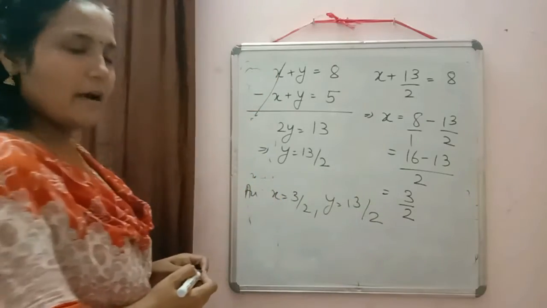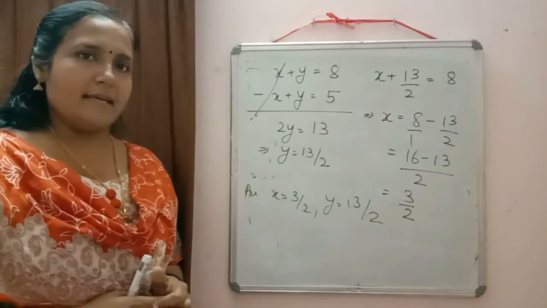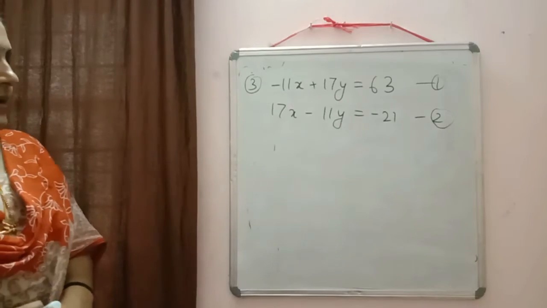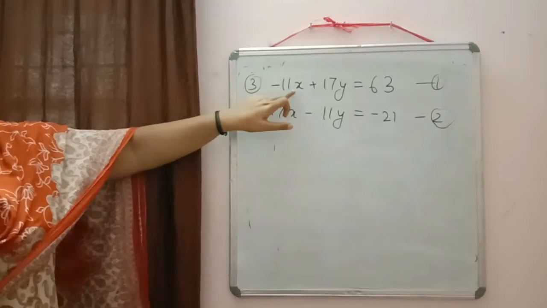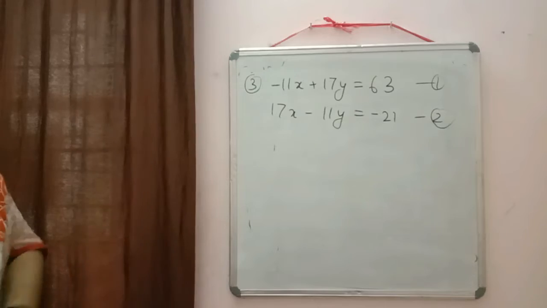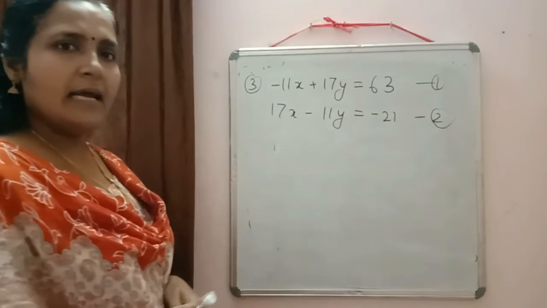This method you have to use when coefficient of x and y are interchanged. So moving on to the next question. Now the question is already written there. Again you can check coefficient of x is minus 11 and here we have coefficient of y as minus 11. In the same way coefficient of x and y are interchanged.